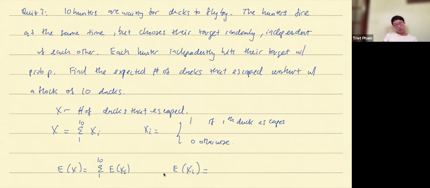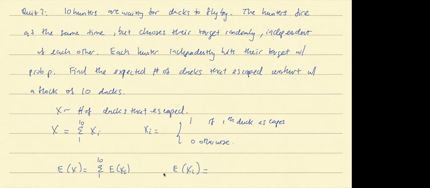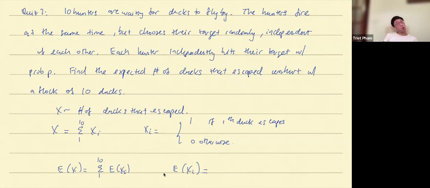Well, what's the expectation of xi, which is the probability that the bird escapes unhurt? That would be one minus P. No, this is only for one hunter. Remember, there are 10 hunters, which may or may not aim at it, independently, right? So what is it?